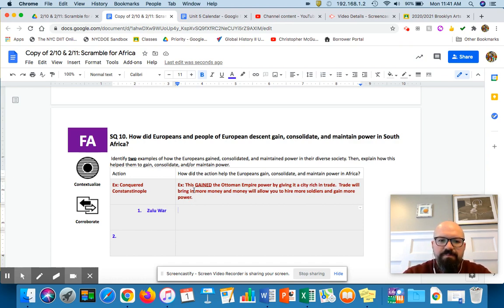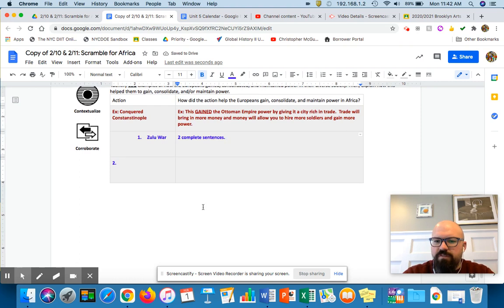So in my example, I say the conquering of Constantinople, that's the action, right? This gave the Ottoman Empire power by giving it a city rich in trade. Trade will bring in more money, and money will allow you to hire more soldiers and gain more power. So that's how conquering a city rich in trade gives you more money, more power, okay? So that's what I'm looking for, like really explain. Should be 2 sentences for this, okay? And that's it. You need 2 examples and you're done for the day, okay?